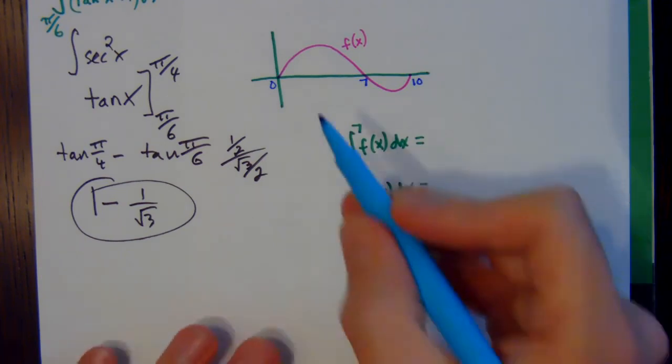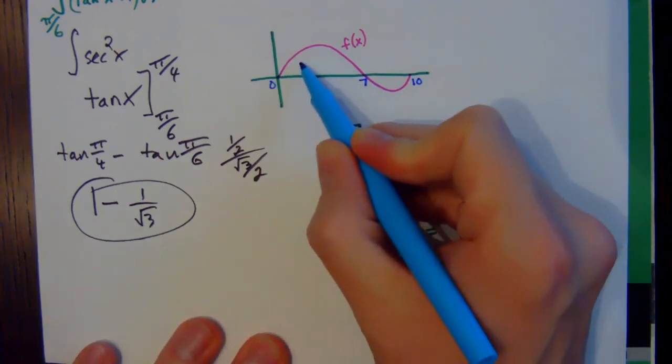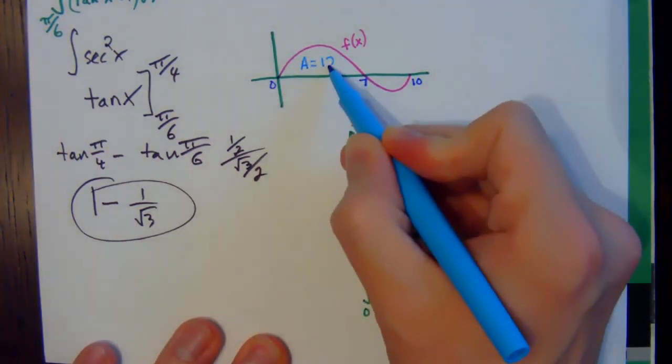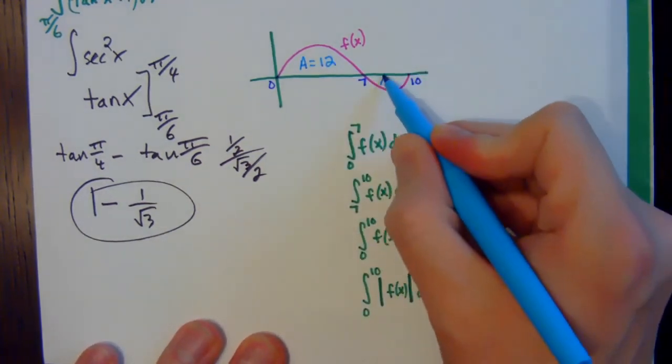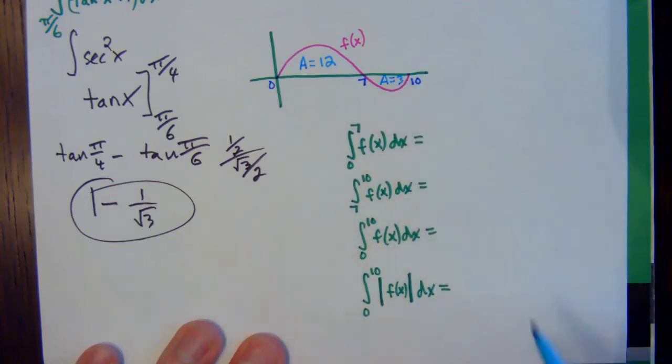So if I just make up a couple numbers, I'm going to say the area of this dome-shaped thing that's above the x-axis, I'm telling you that that area is equal to 12. I'm going to tell you the area of this little portion below the x-axis, I'm going to tell you that that area is equal to 3.